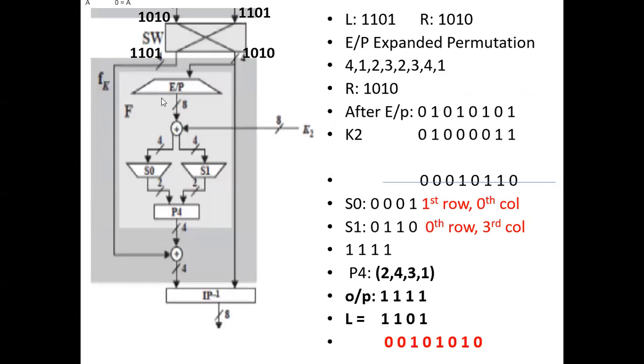See this one. This 1010 is given to the right side part and this 1101 is given to the left side part. So now the left is 1101 and the right is 1010. Now we need to perform expanded permutation here. On the right side part, expanded permutation means 4 1 2 3 2 3 4 1. If you apply this expanded permutation on this right side part 1010, you will get this output. You can check: 0 1 0 1 0 1 0 1.